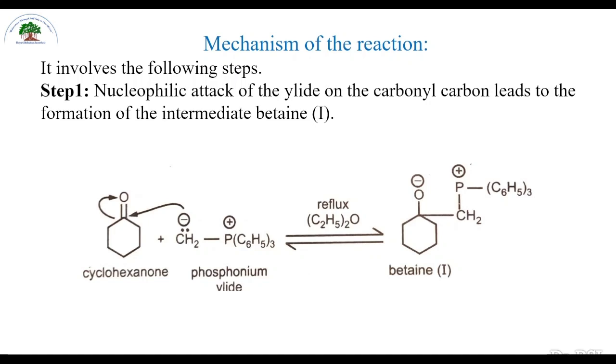The mechanism of the Wittig reaction involves these steps. In step one, what happened? Nucleophilic attack of this negative charge of the ylide on the carbonyl carbon of the carbonyl compound, and this carbon oxygen double bond converts into a single bond with a negative charge here. This compound is known as the betaine intermediate. And this betaine intermediate is nothing but the addition product of phosphonium ylide and ketone.